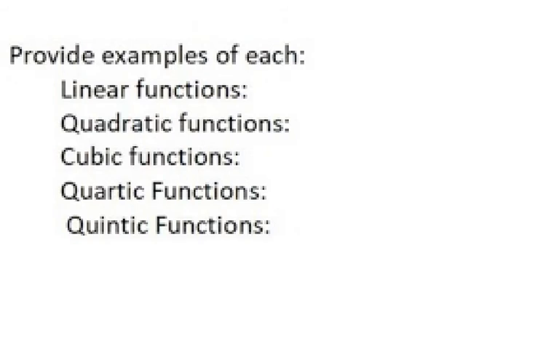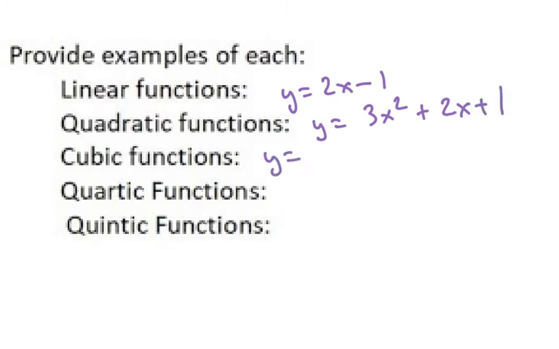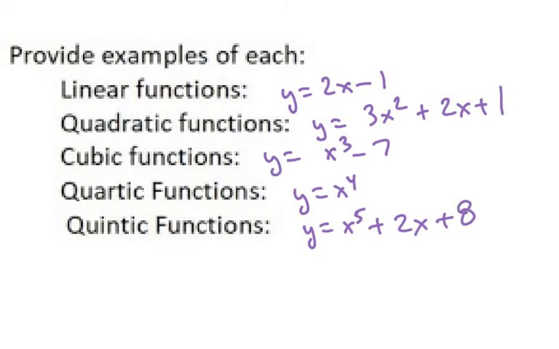It's saying provide examples of each. Linear just means it's like a line. You all are pretty familiar with this. y equals 2x minus 1 would be an example. Quadratic, which means you have some form of x squared, like 3x squared plus 2x plus 1. Cubic means your degree goes to 3, so x cubed minus 7. Quartic is 4, x to the 4th, quintic is 5. It doesn't matter if I put terms here or not. It really doesn't matter. These names are based upon the highest degree.